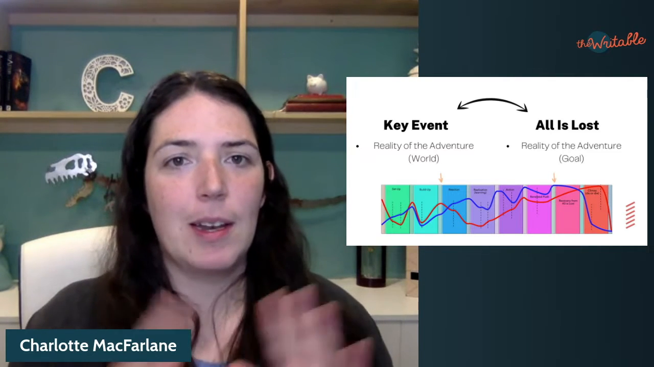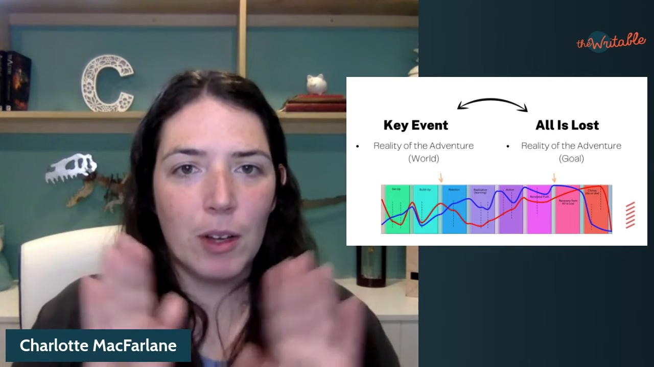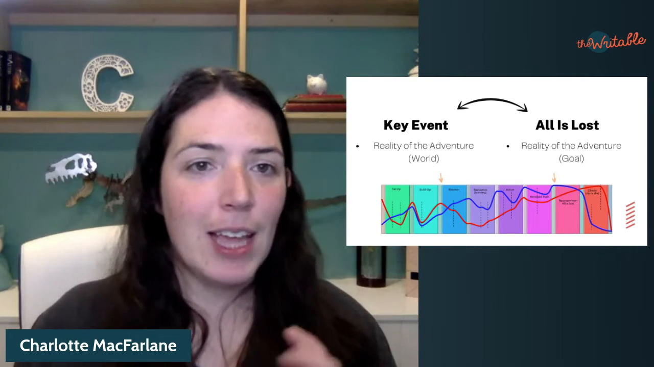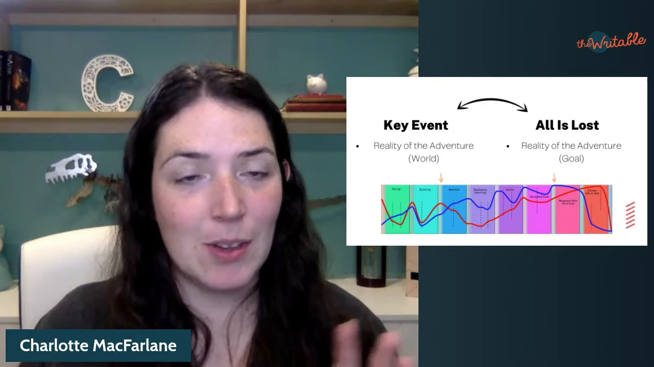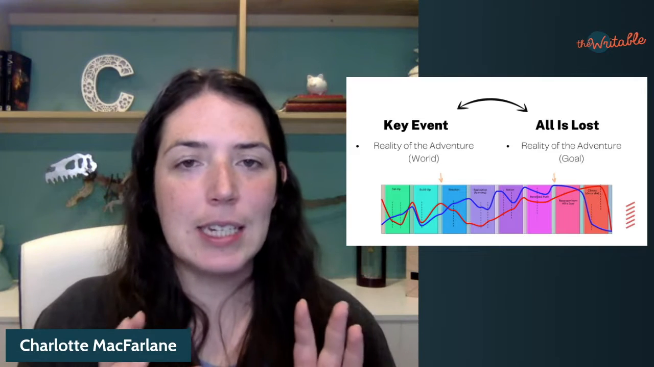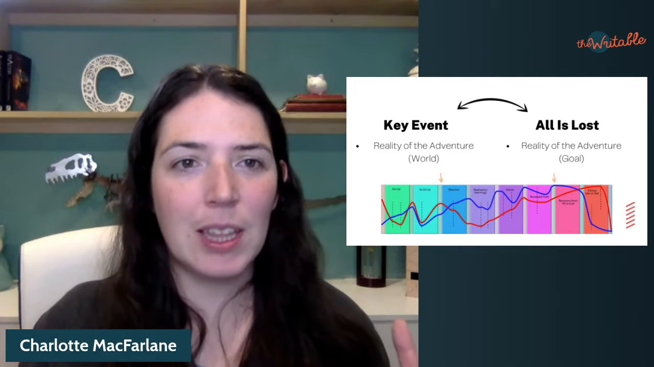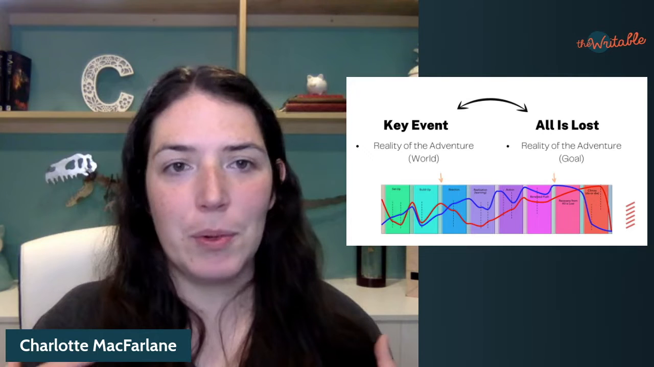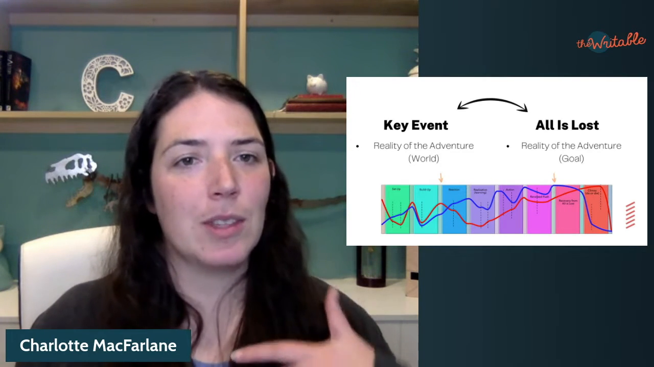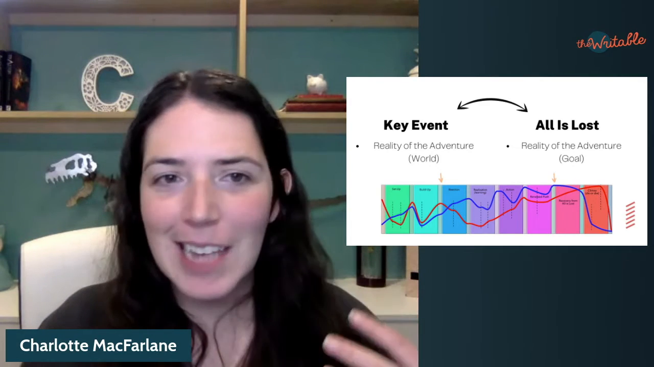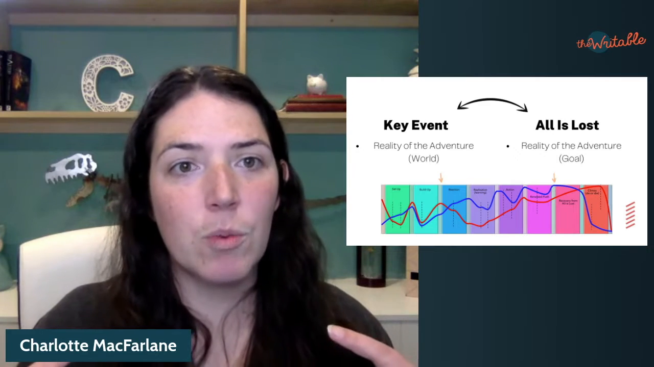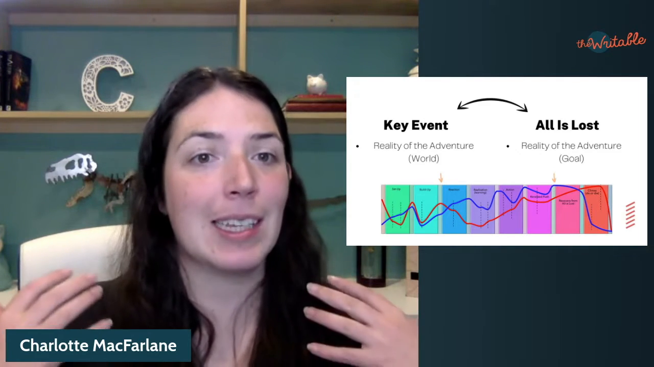Okay, so next we go out from the midpoint. We've got the key event, and we've got the all is lost moment. These are our major turning points in addition to the midpoint. At both of them, we're revealing something about the adventure. In the key event, this is what I call the not in Kansas anymore moment. This is where they're stepping into the adventure world, and it is not what they expected.